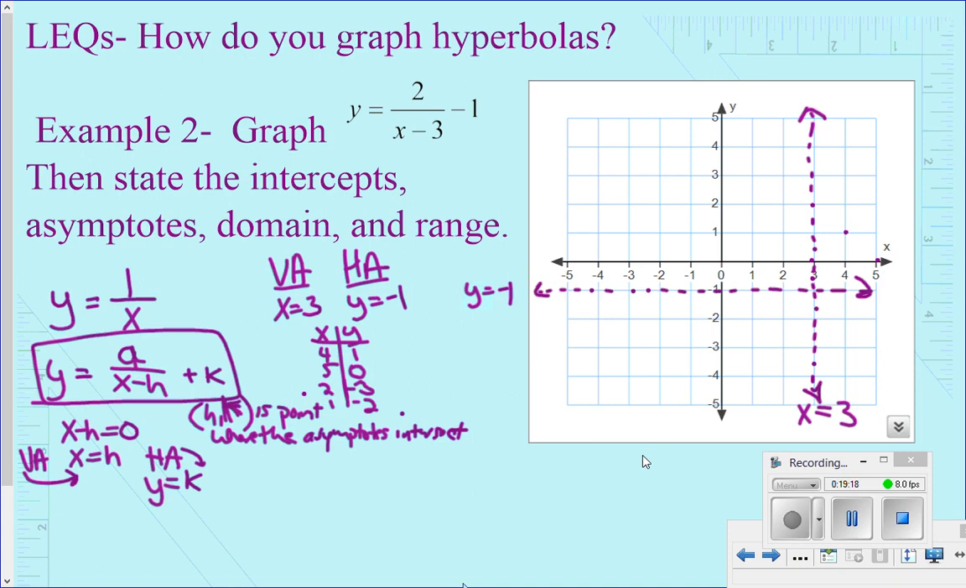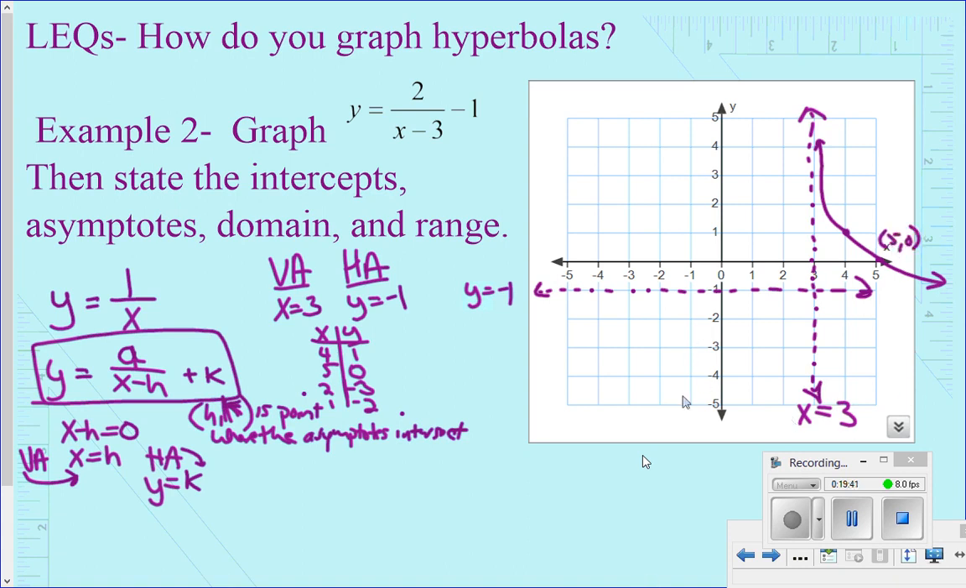Let me connect those points and draw my curve now. Remember, I'm using those asymptotes to guide me. It's getting really close to the asymptote, going through those points, and then getting really close to the horizontal asymptote as well. I'm going to label the x-intercept because that point's important.